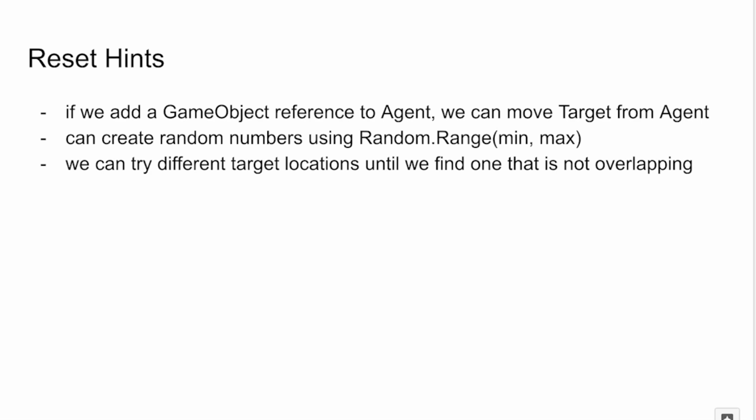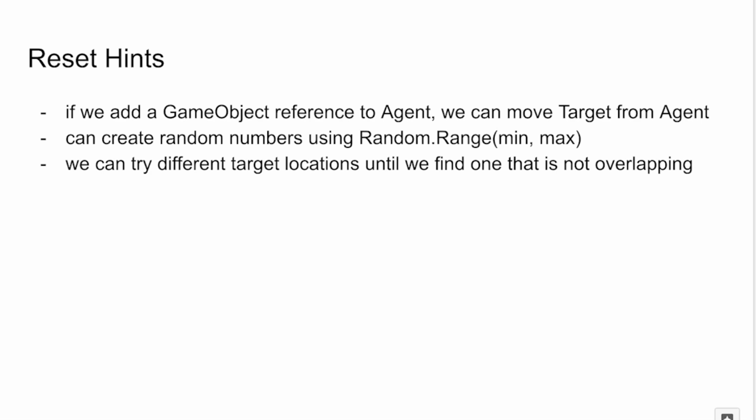If we add a game object reference to agent, then we can move the target from the agent. We don't need to add any script into the target object. We can create random numbers using random.range, min and max. One gotcha here is that if you give integers for the minimum and maximum, you will get integers out. They will be of type float, but they will be like -1.0, -2.0. They won't be like -1.23 or something like that. If you give floats, it will become actual floats like -2.3. And for the overlap, we can simply try different target locations until we find one that is not overlapping.